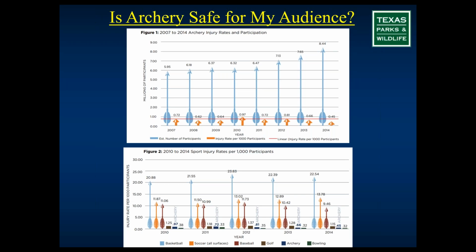We like that. The bottom graph shows how archery sports are actually safer than golf in terms of those hosted with school-aged audiences. So bowling has it beat a little bit, but archery can be safer than golf, basketball, soccer, baseball. It's pretty impressive how safe an archery range can be when done properly.